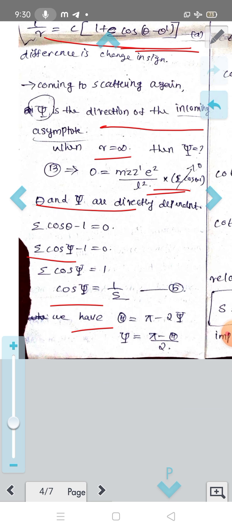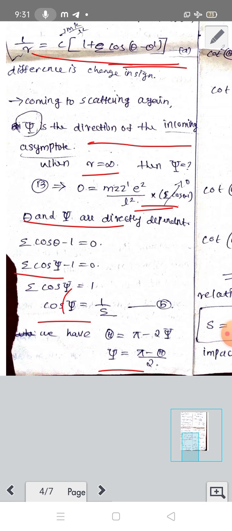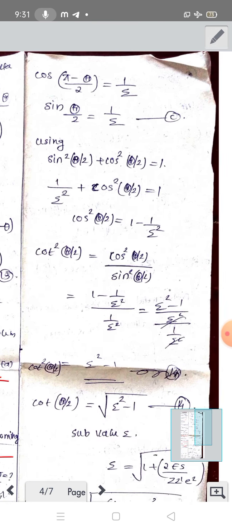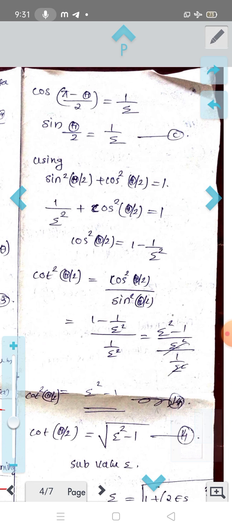So we have this equation, that is from the previous figure, theta is equal to pi minus 2 psi and psi is equal to pi minus theta by 2. Then what will happen to this? Cos of pi minus theta by 2 is equal to 1 by epsilon, and this quantity is sin theta by 2, and that is equal to 1 by epsilon.